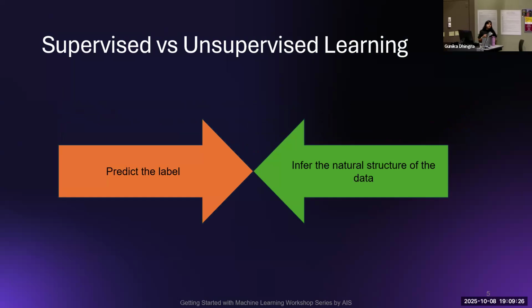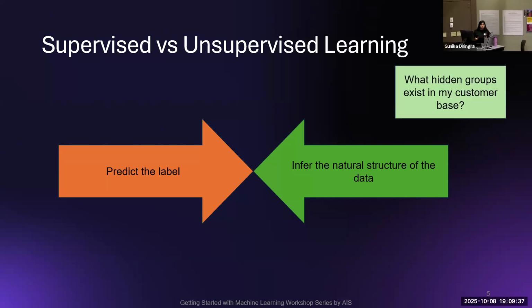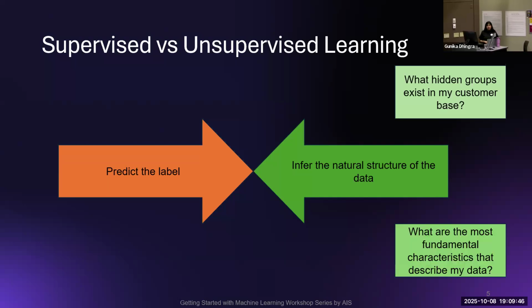And how do we do it? We do it by different algorithms, which in a way or another ask questions to the data set. And how do these questions look like? They somewhat look like what hidden groups exist in my customer base. When I'm talking about, let's say, a data set related to an e-commerce platform, I have different attributes for my data, but what are the most fundamental characteristics that kind of entirely depict the essence of the data that I have at hand? So there's a shift from predicting the label to inferring the natural structure. And in the process, we have all these different questions that we ask through the means of the algorithms.